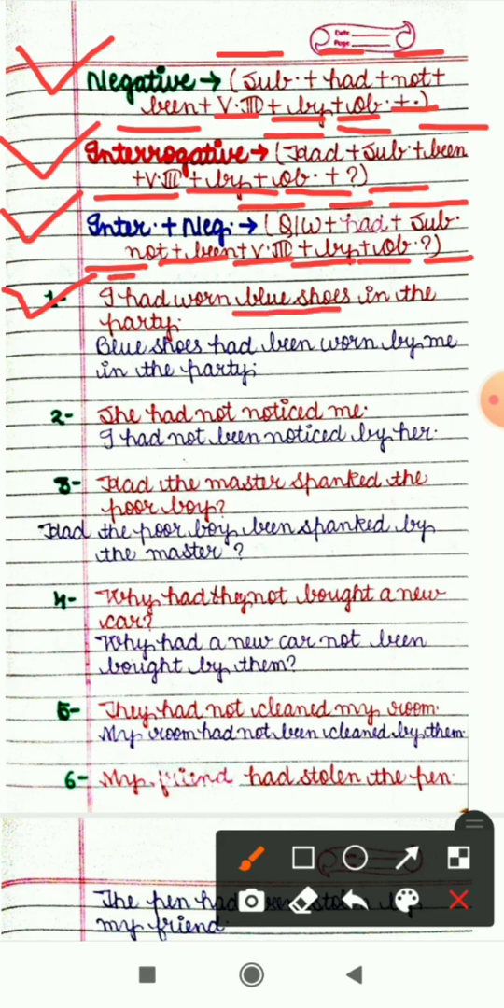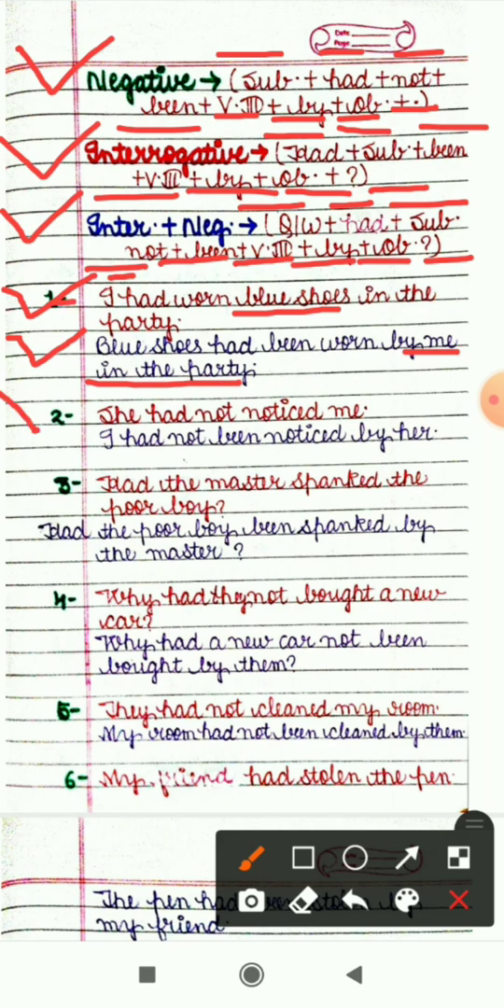What I had worn? Blue shoes. So that means in passive voice our new subject will be blue shoes. So blue shoes had been worn by me in the party. Here me is used as object which was the subject in the active voice.